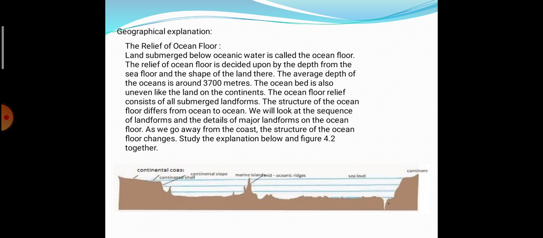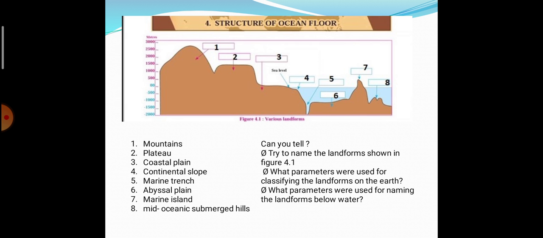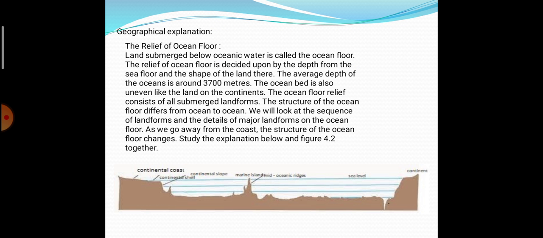Okay, so let's proceed with the first part of what we are going to study, the relief of the ocean floor. Now the land, I have already told you what an ocean floor is. It's land submerged below oceanic water. Now the relief of the ocean floor is decided by the depth of the sea floor and the shape of the land there. The average depth of the ocean is around 3,700 meters.